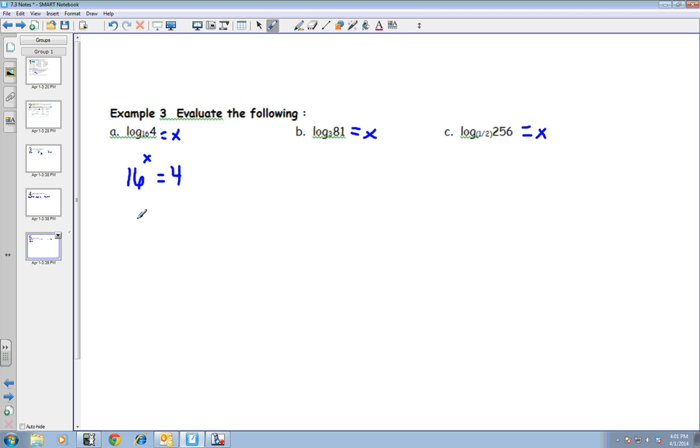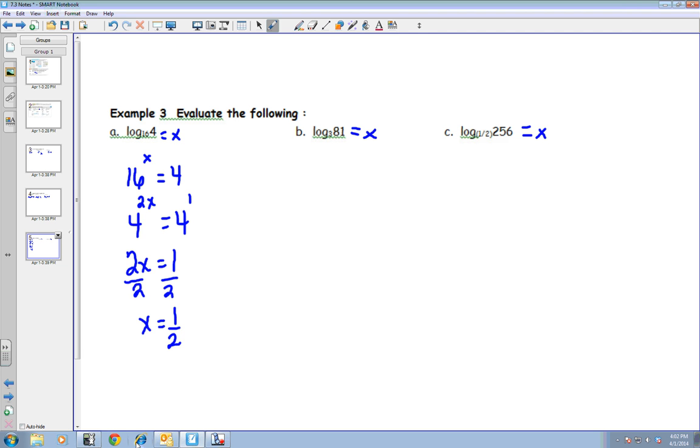Now, this is a problem like we had in the last section. I need to rewrite both sides using the same base. Well, 16 can be written as 4 squared, but I have that x there. This is 4 to the first power. So since I have the same base, I can drop my bases and set my exponents equal to each other. So divide by 2. So x is 1/2.